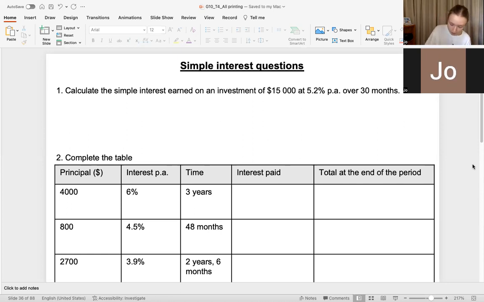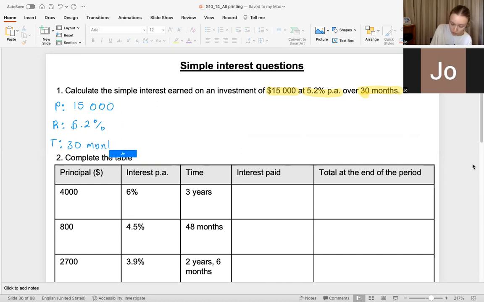So first of all, I have to highlight the parts of my question. Investment of $15,000. My rate is 5.2%. And my time period is 30 months. I'm also going to write that down the side. Principal, 15,000. That's the amount that I start with. My rate is 5.2%, and my time is 30 months.